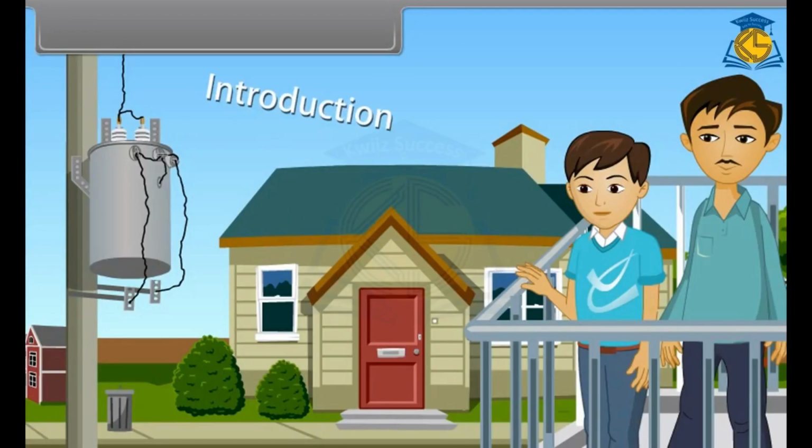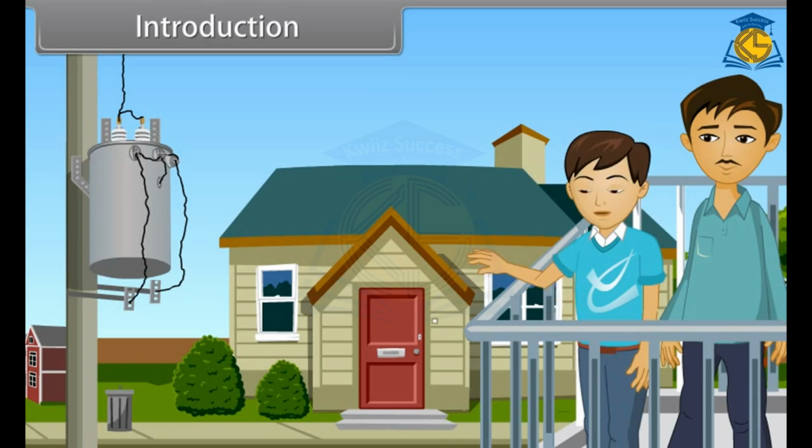Introduction. Mohan and his father are standing in the balcony. They are taking the fresh air in early morning. Mohan is watching something towards the roadside curiously. Father, what is that grey color box type mounted on the electricity pole? Son, that's a transformer. Okay, father.